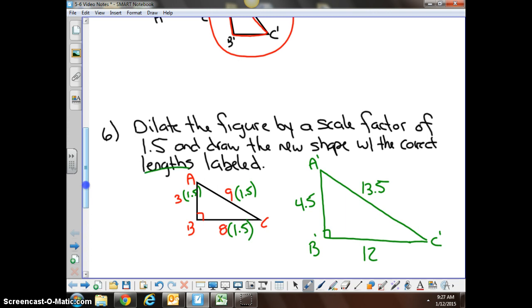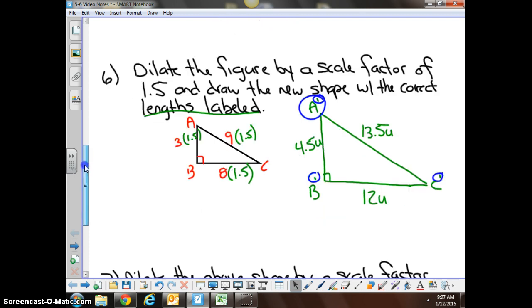It says that the correct lengths must be labeled. Since the original shape, triangle ABC, did not give us measurements, we are going to label each of them with a U, because if you don't have a label on a measurement, you simply use units. U represents units. Key points, don't forget when you draw your new shape, the prime markers. And that's really the one key point I wanted to point out.